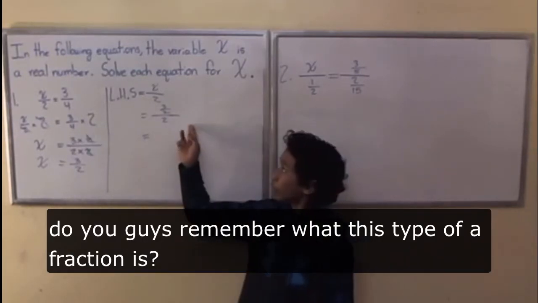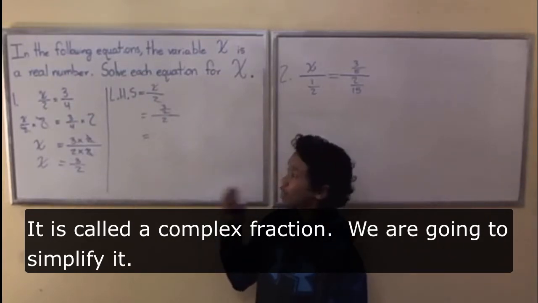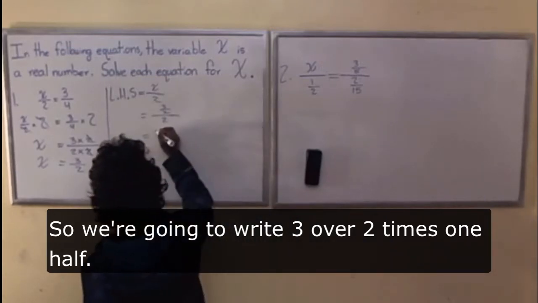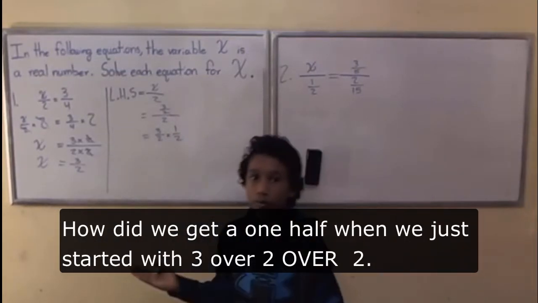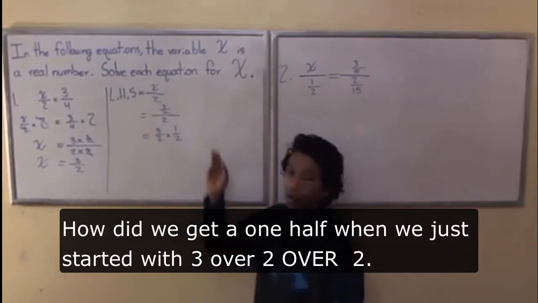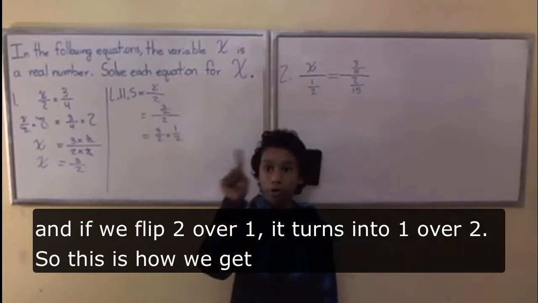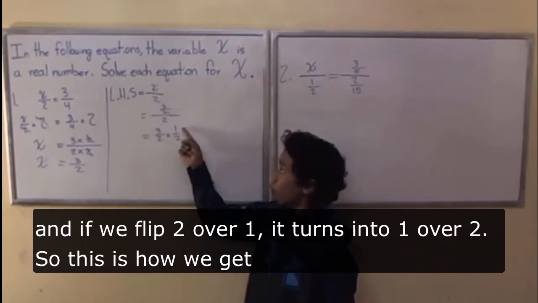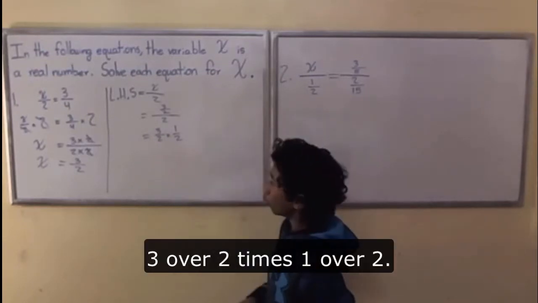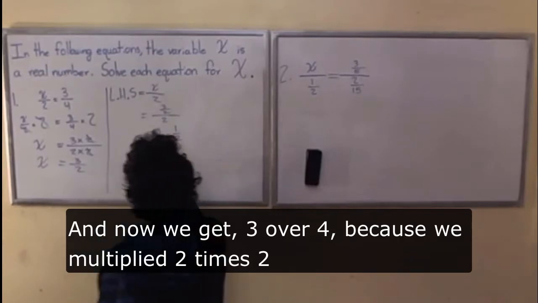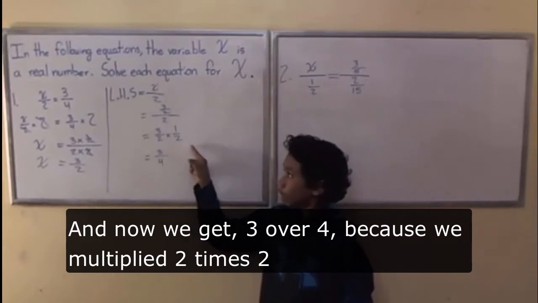Now, do you guys remember what this type of fraction is? It's called a complex fraction. We are going to simplify it. So, we are going to write 3 over 2 times 1/2. How did we get a 1/2 when we just started with 3 over 2 over 2? Well, this 2 is really 2 over 1. And if we flip 2 over 1, it turns into 1 over 2. So this is how we get 3 over 2 times 1 over 2. And now we get 3 over 4 because we multiplied 2 times 2.